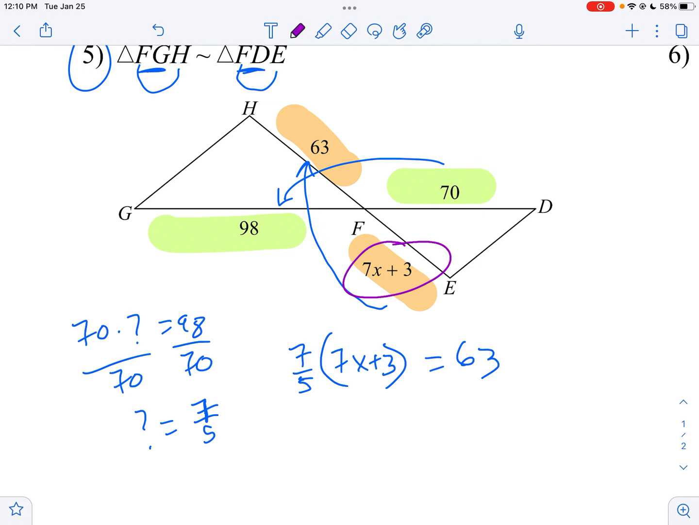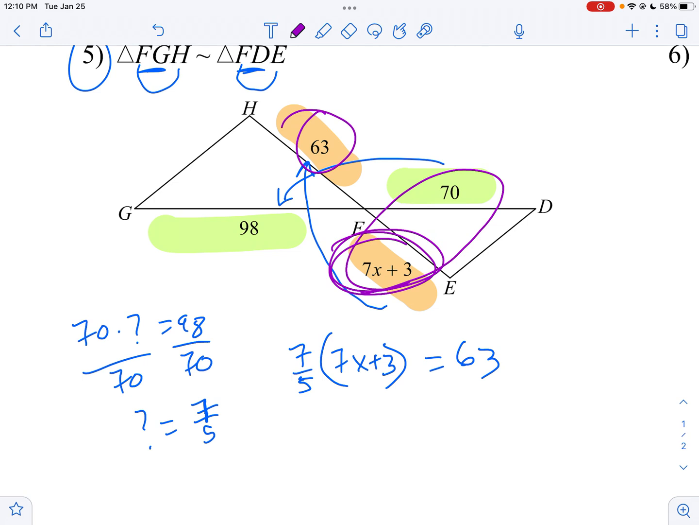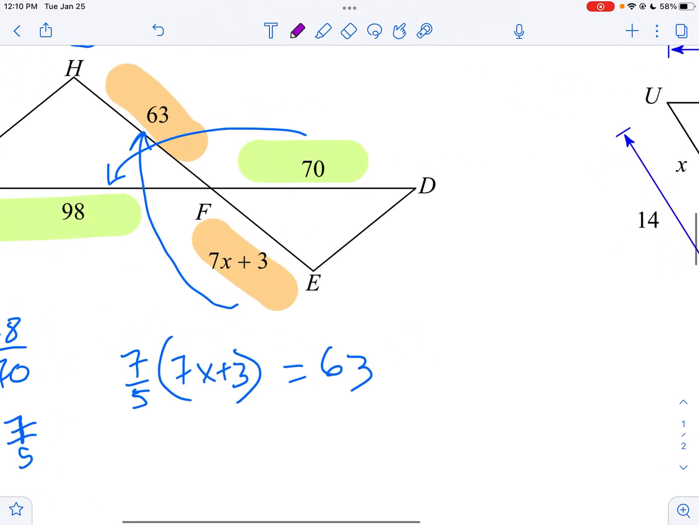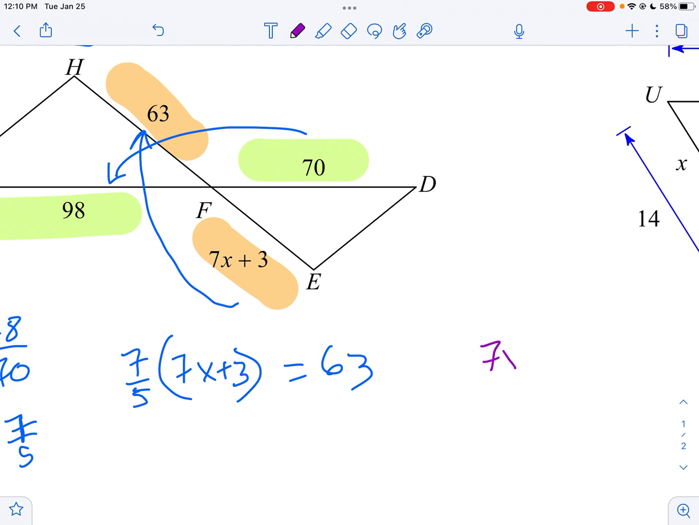So I'm going to write that one out. And I try to be careful here. If I'm putting the orange on top here, then when I get to my other one, I'm also going to put orange on top in my other equation there. So I'm going to write out that one as another example. So we got 7x plus 3 over 70 equals 63 over 98.